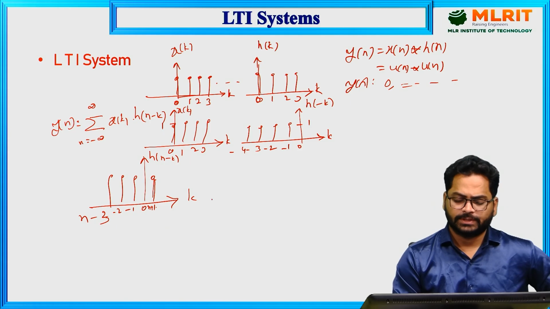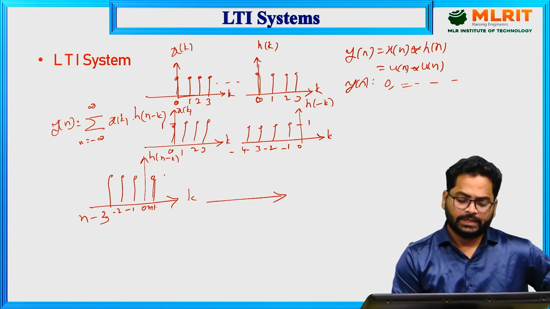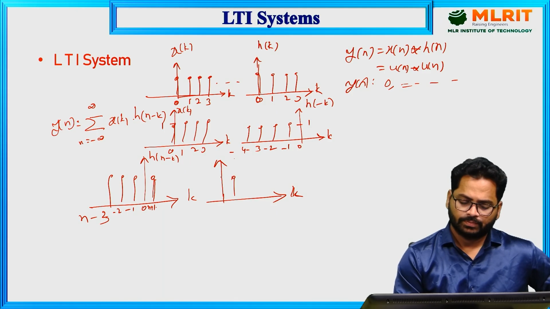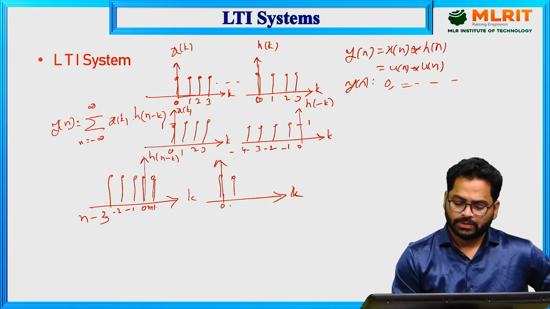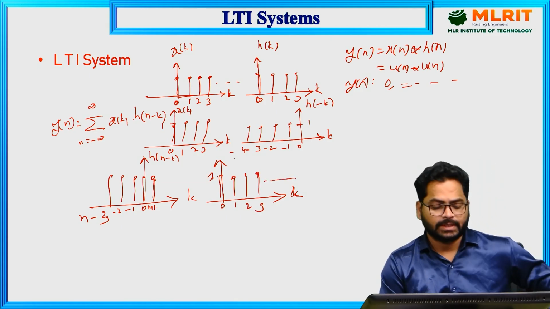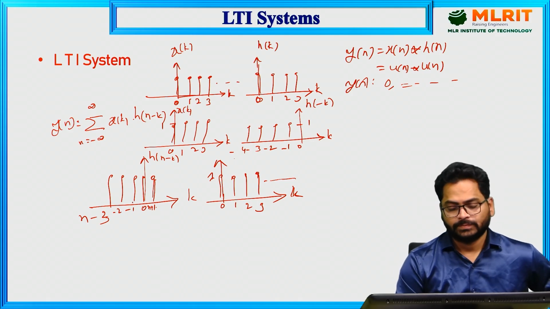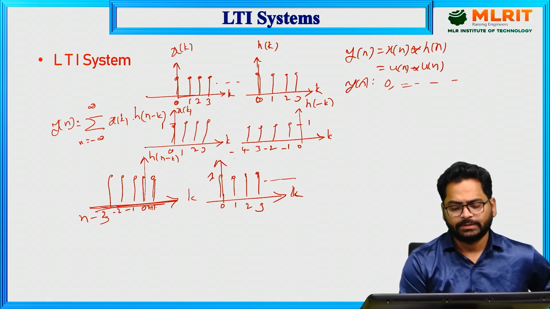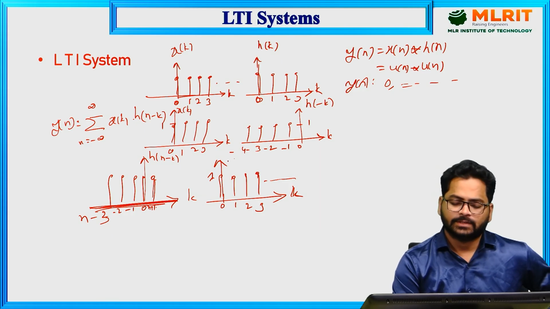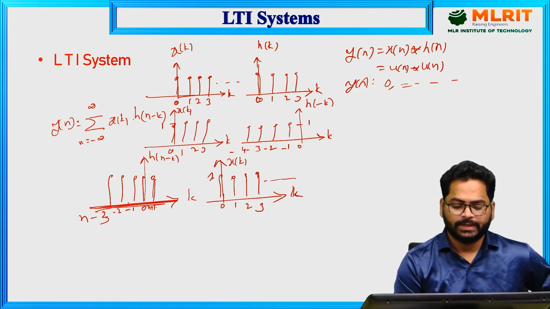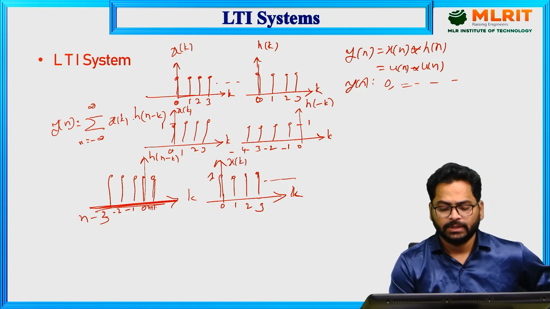This is my original signal. Now it is folded and shifted. Now this is x of k. If you go into x of k, this value is 0, 1, 2, 3, and so on, and the amplitude is 1. Now we are simply moving this signal onto x of k. We are moving and shifting one by one, scrolling the signal one by one.